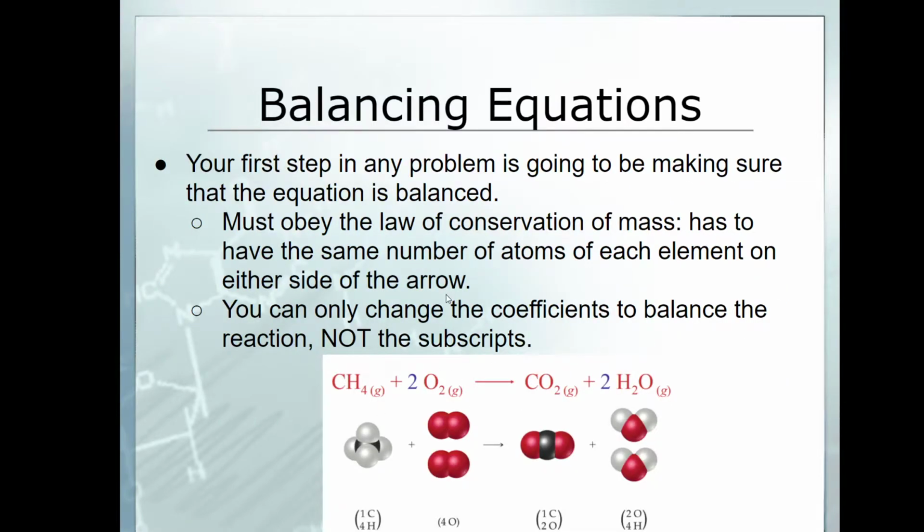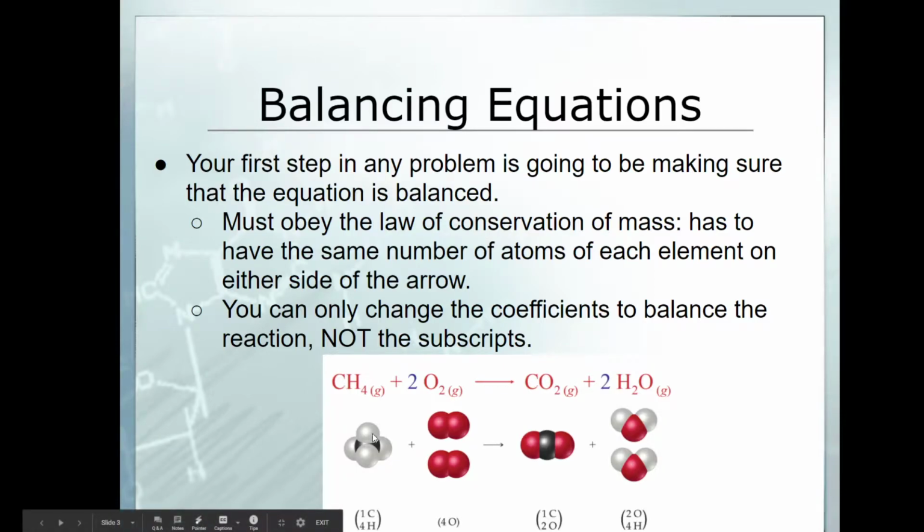Okay, remember we talked about this last week as well, balancing equations. The first step in any of these stoichiometry problems is going to be making sure that your equation is balanced, because if it's not, then your answers are going to be way off. In order to balance equations, remember you've got to obey the law of conservation of mass, which basically just means that you have to have the same number of atoms on either side of the arrow. And when you're balancing it, the only thing that you're allowed to change is the coefficients. So you can't touch the subscripts at all. It's only got to be the coefficients.